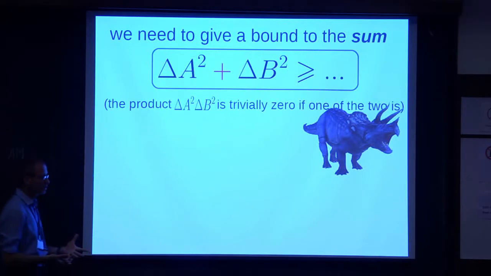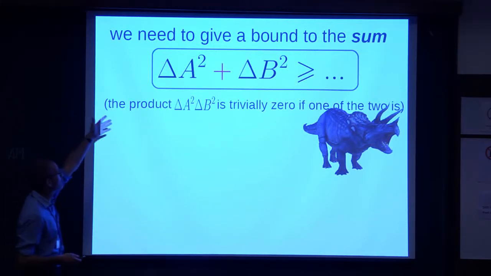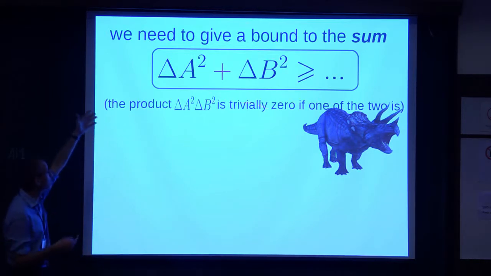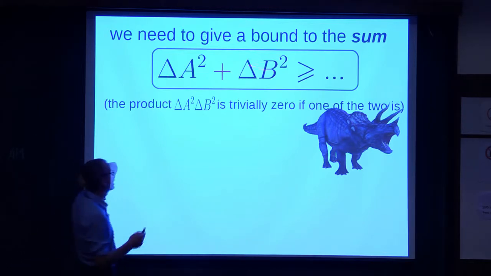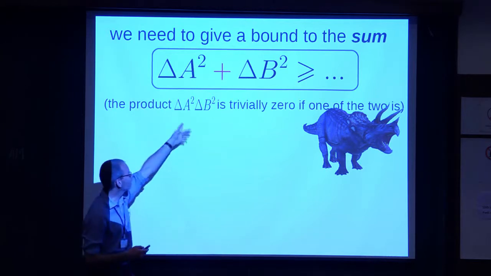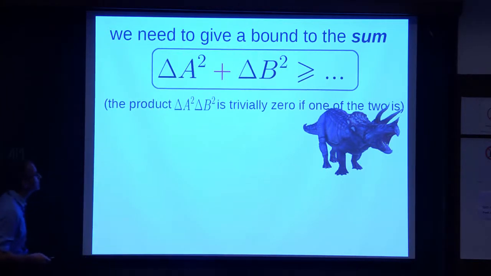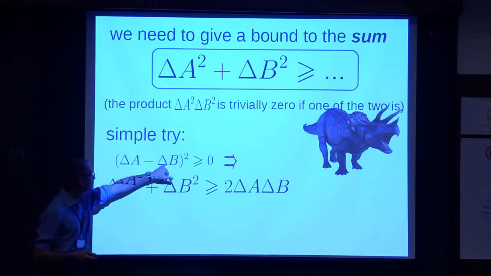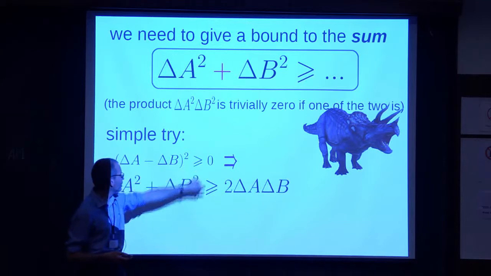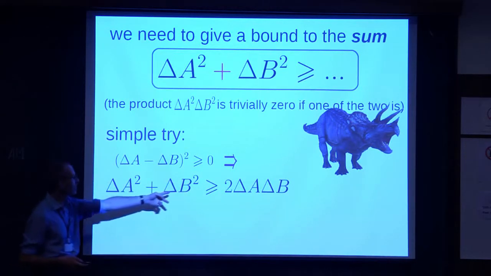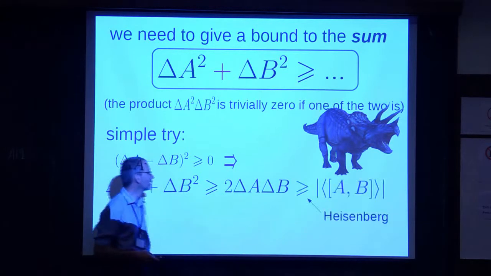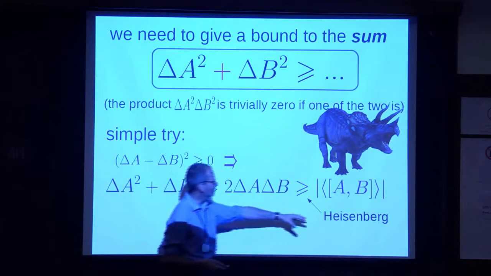So how can we do better? Well, can we give a lower bound to the sum of the variances? So the sum is 0 if and only if both of these terms are 0, whereas the product can be 0 if only one of them is. So a simple try would be: we have that the difference squared is always greater than 0. And this implies trivially that the sum of the variances is bigger than the product. And we know that the product is bigger than the Heisenberg bound.